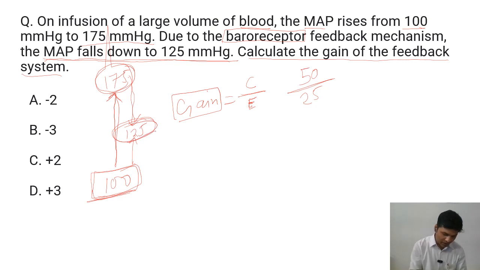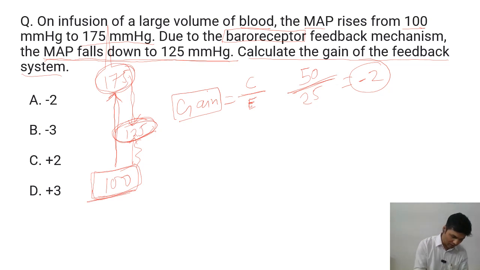Then correction divided by error. So what is the error? After correction it has not reached the normal level, it's still 125, which is higher. So the error is 25 millimeter of mercury. So correction divided by error is 2, or we can give the sign, -2, because this is working by a negative feedback mechanism.